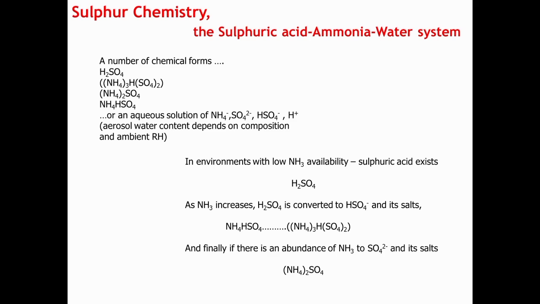In environments with low ammonia availability, it's a sulfuric acid. As the ammonia increases, it's converted into all of the potential salts. And you can have lots and lots of mixed salts. So if you've got a lot of nitrate around, then you'll get mixed complex salts. But the secondary products will have that sort of a form.